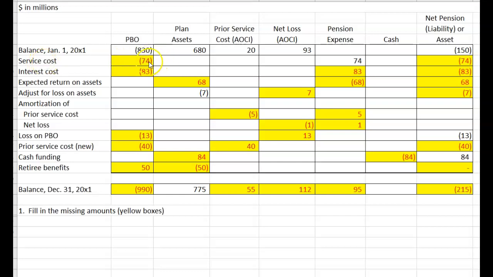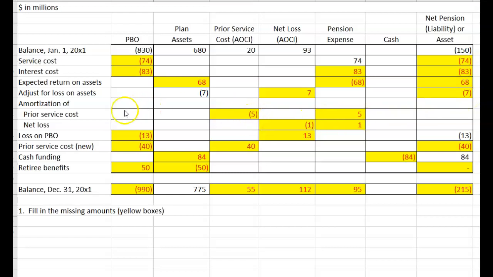Service costs increased the PBO with a $74 million credit. $74 million credit in this column. Interest costs increased the PBO with an $83 million credit. $83 million credit in this column. Plan assets were increased by the expected return on assets and decreased by the loss because the actual return was less than expected. So a $68 million debit to this column and a $7 million credit to this column.